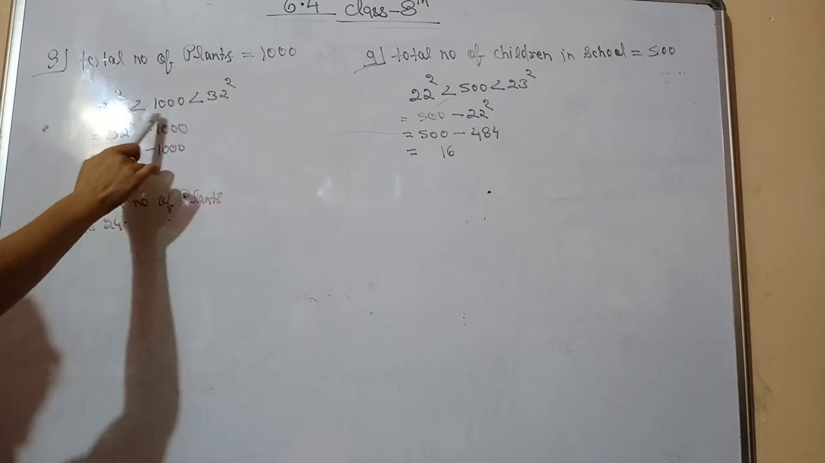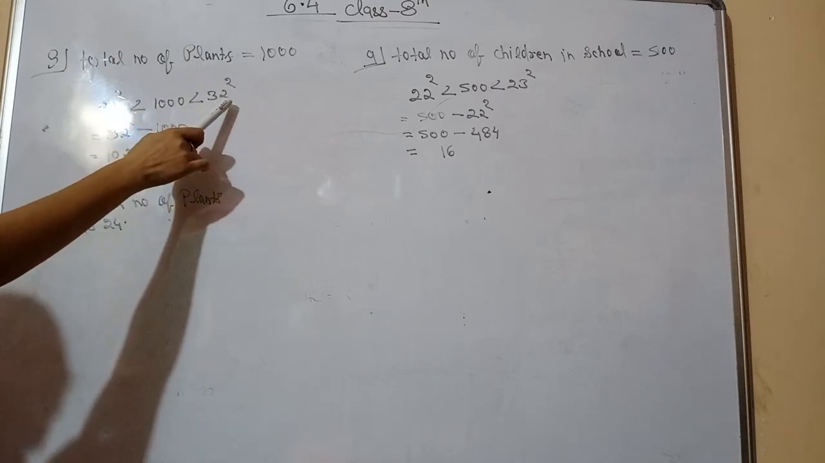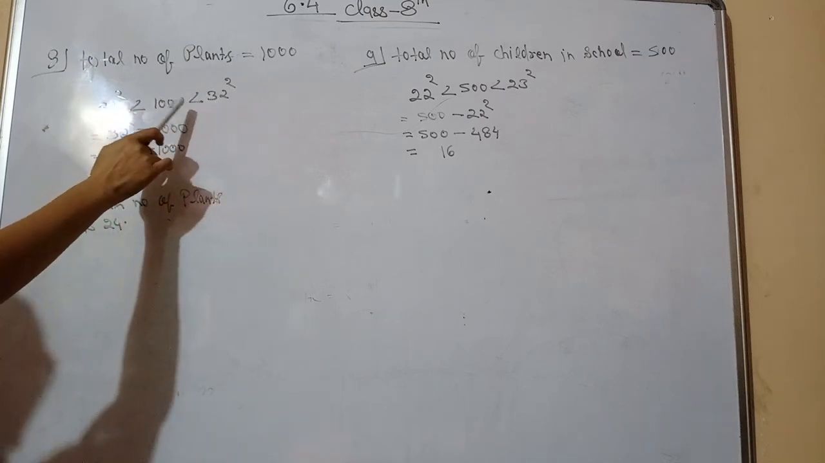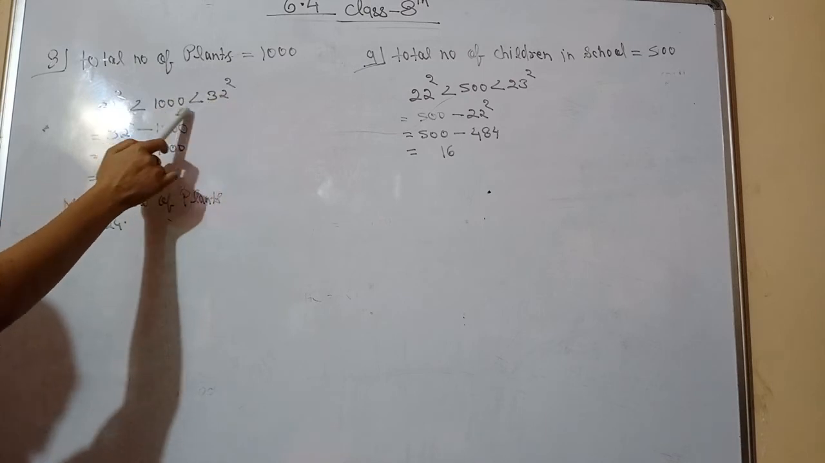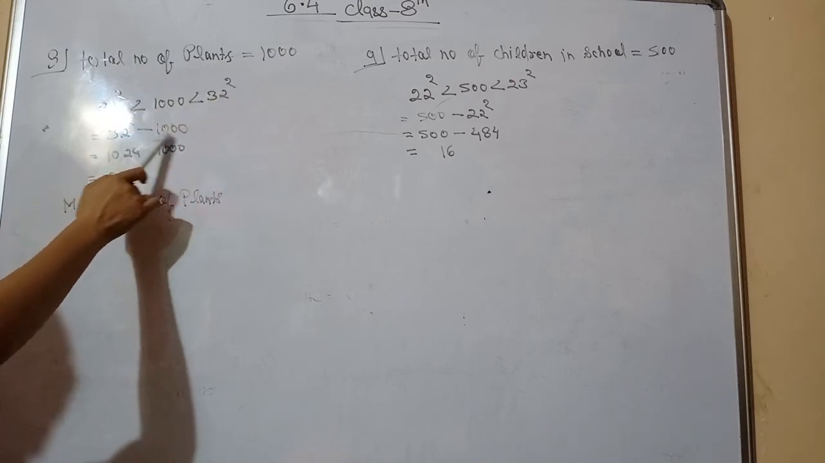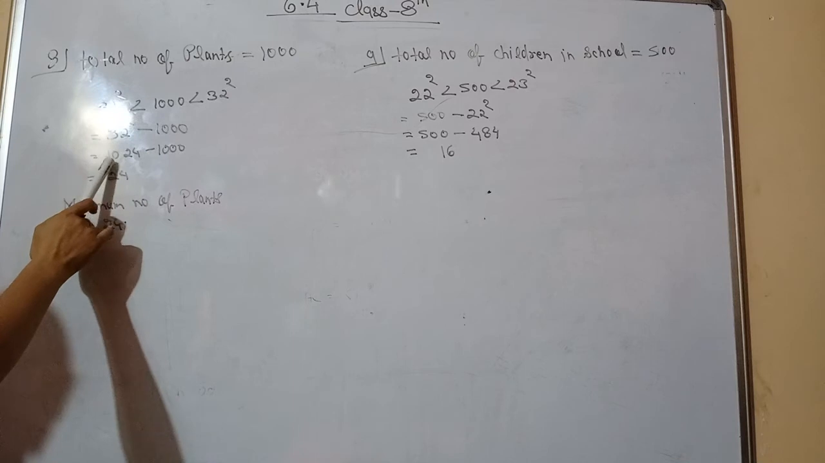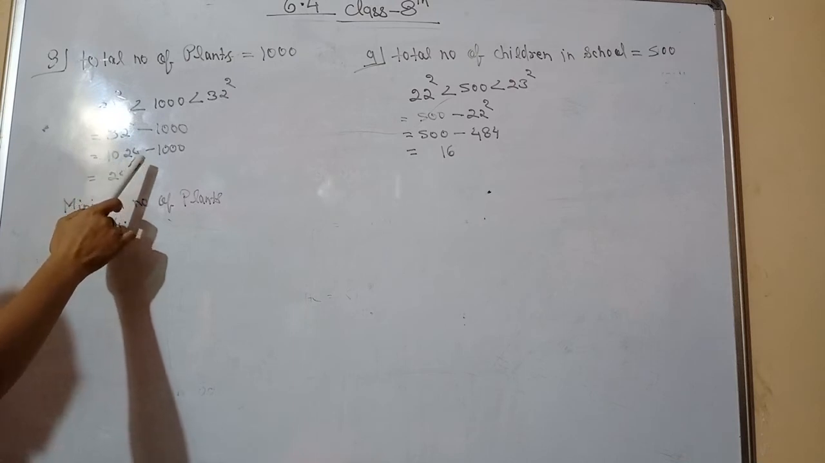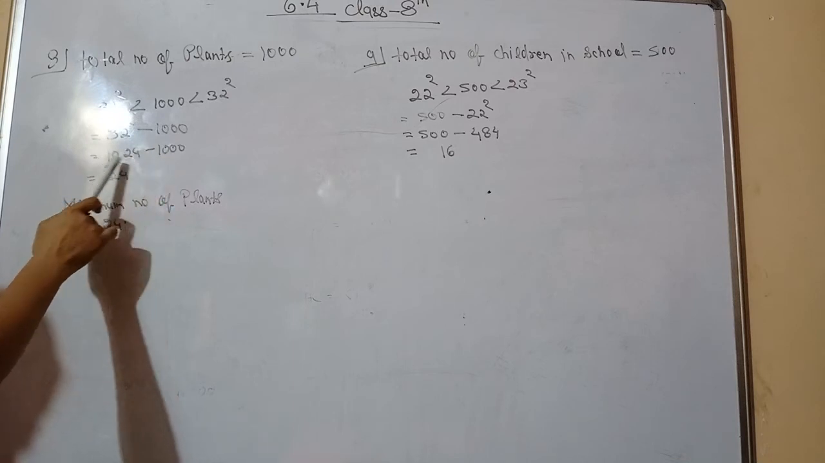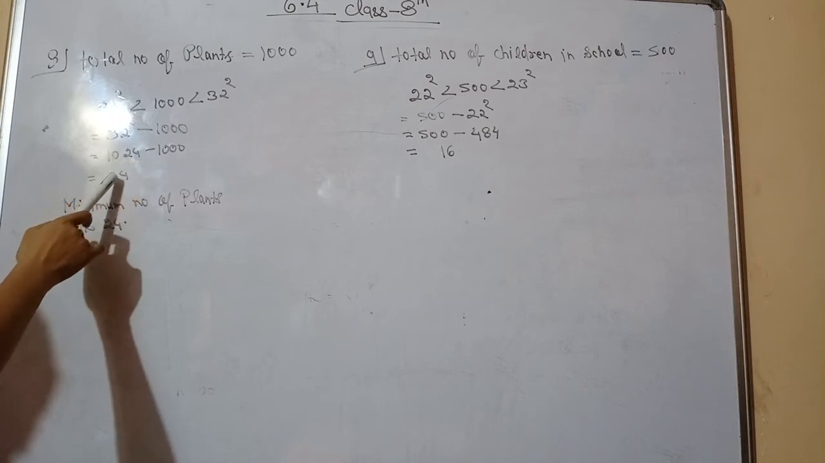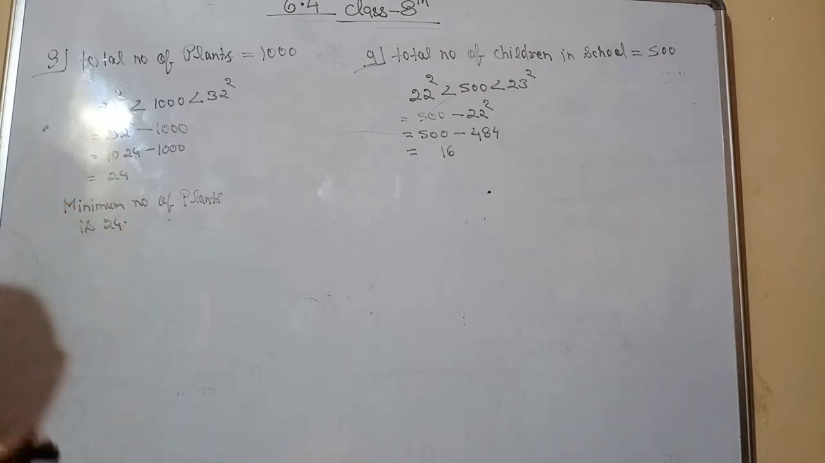We know that 1000 lies between the square of 31 and the square of 32. Which square is greater than 1000? 32 square is greater than 1000. So let us subtract 1000 from the square of 32. What is the square of 32? That is 1024. When we subtract 1000 from 1024, we get 24. So how many plants does he need at minimum? He needs 24 plants to plant all of them in equal rows and equal columns.